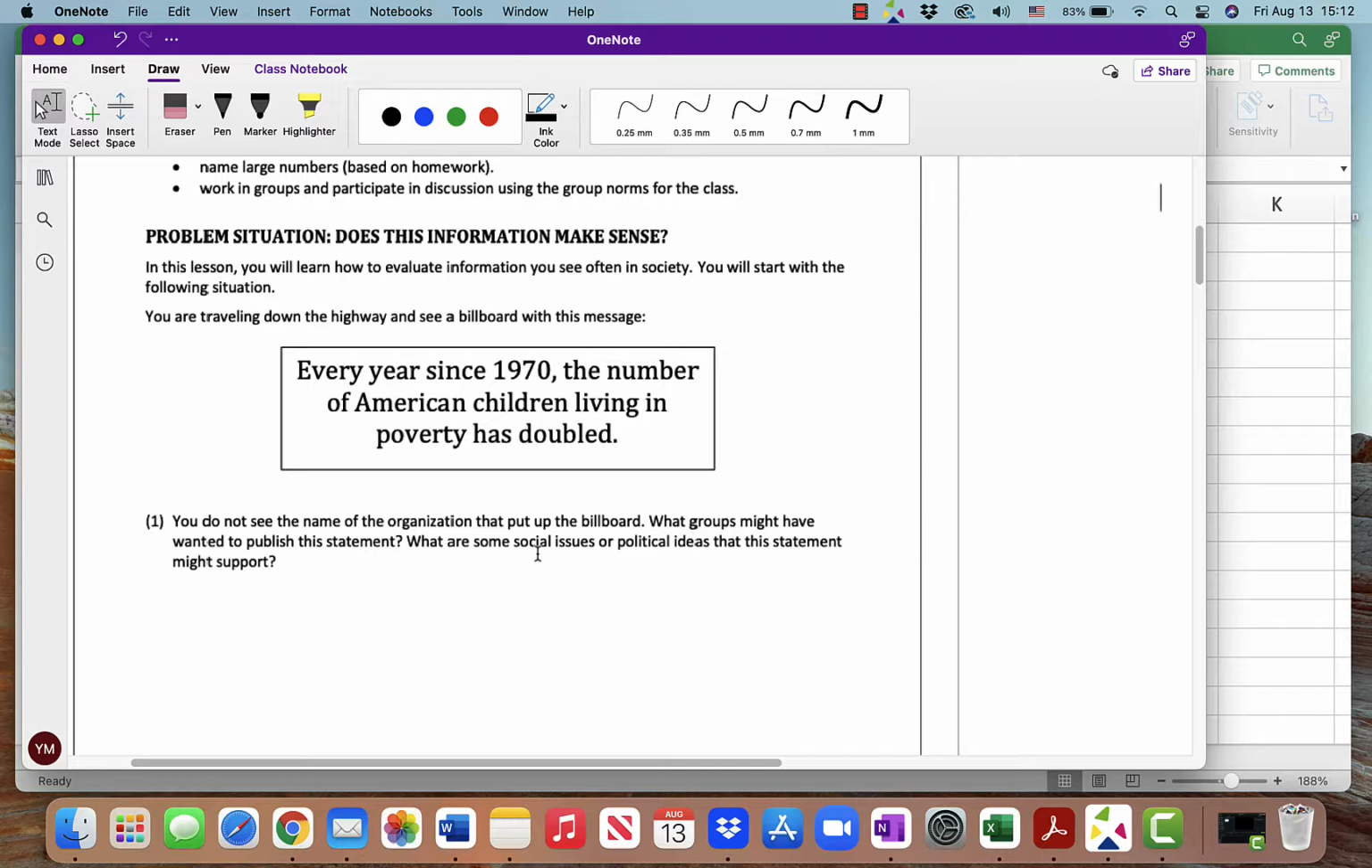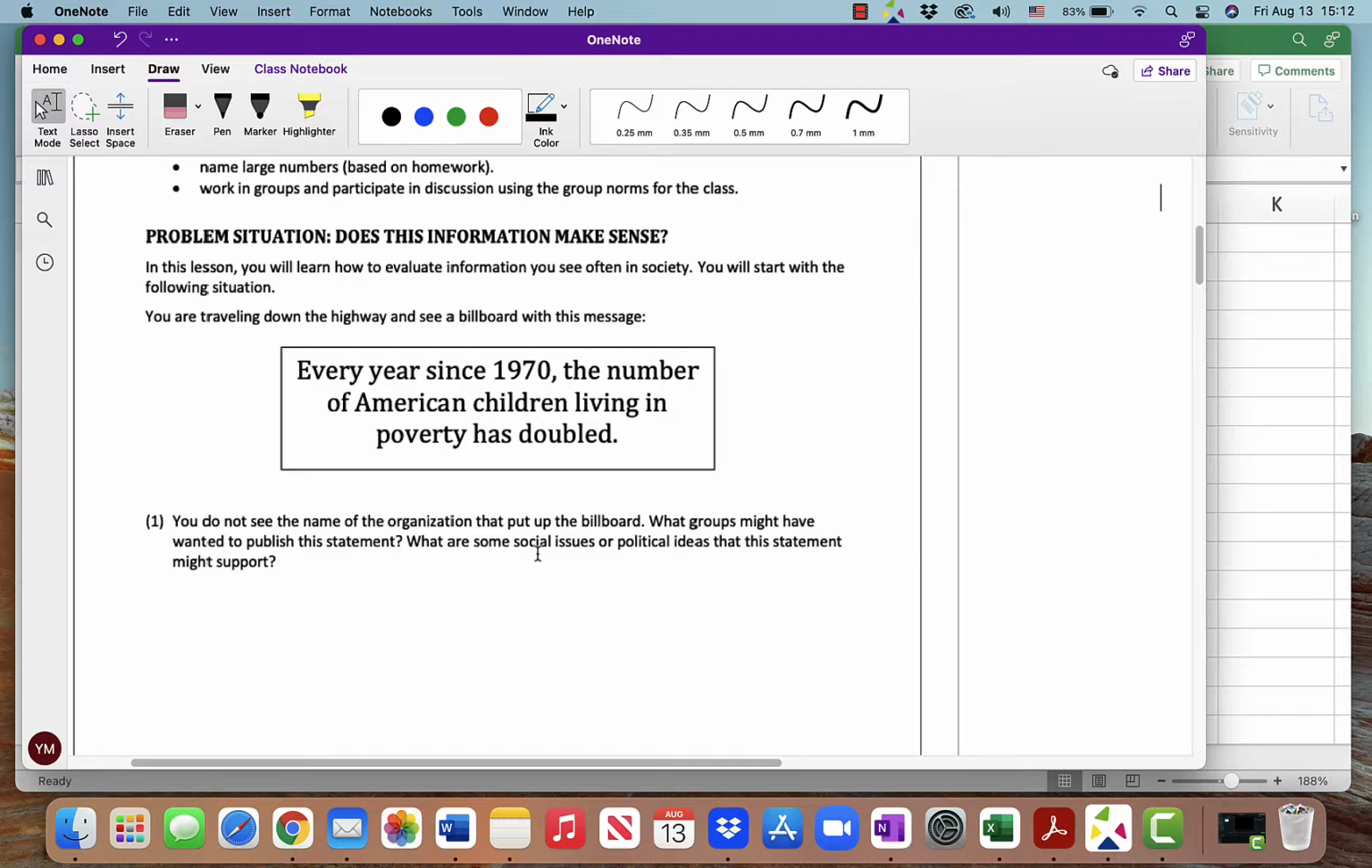So the question is, what groups might have wanted to publish this statement? What are some social issues or political ideas that the statement might support? Alright, so I'll give you a moment to think about those questions and write 2 things down. Okay? Alrighty, so now you got a chance to pinpoint some of the organizations perhaps, and let's type them up.